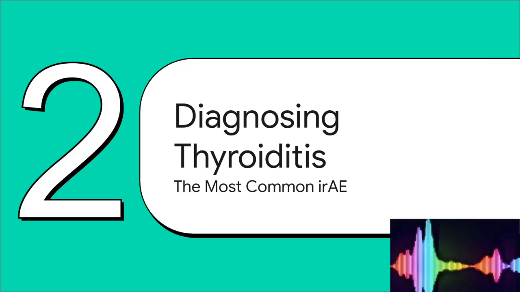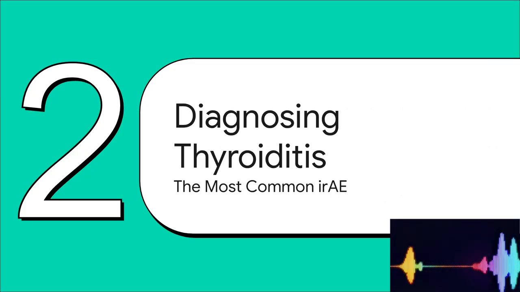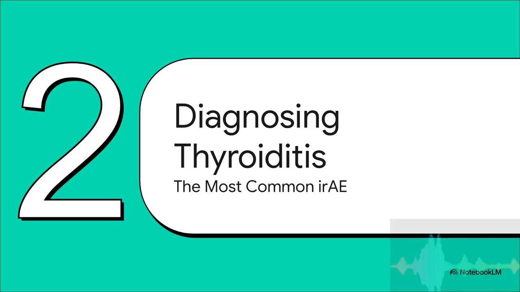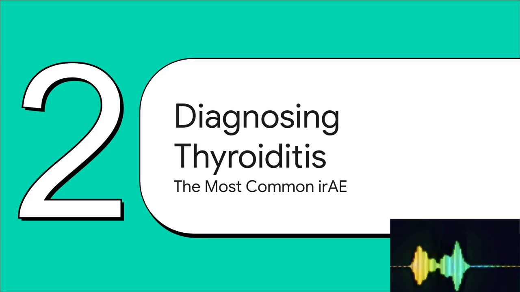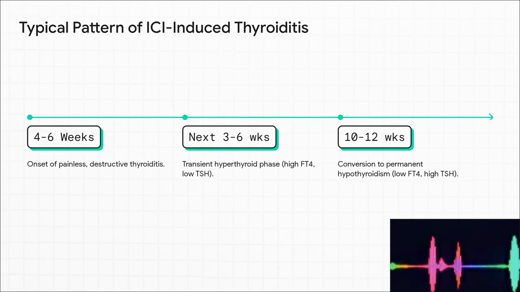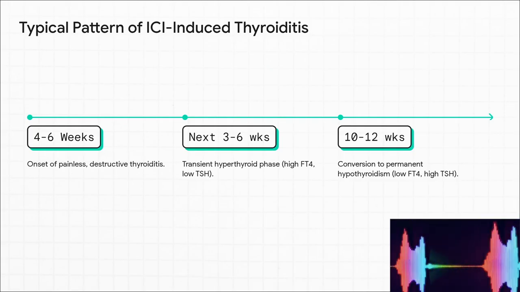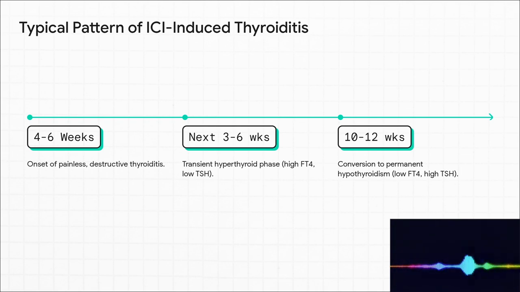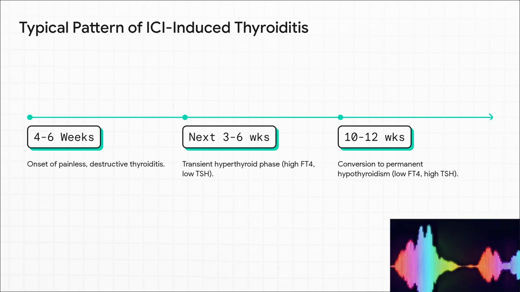All right, let's dive into the most common endocrine irAE, thyroid dysfunction. This is the one you are absolutely most likely to see, and luckily, it has a very characteristic pattern. Timing is your first big clue. This is a destructive, painless thyroiditis, and it typically pops up pretty early, with a median onset of just 4 to 6 weeks after a patient starts on an ICI.